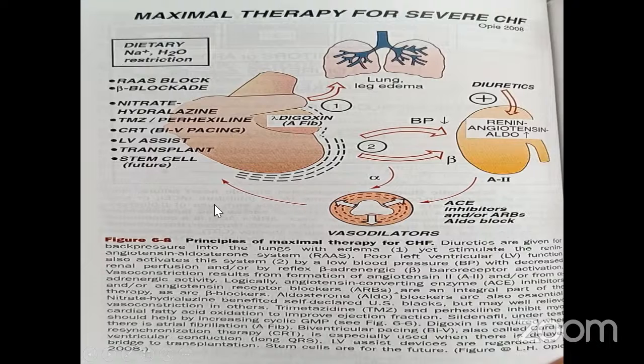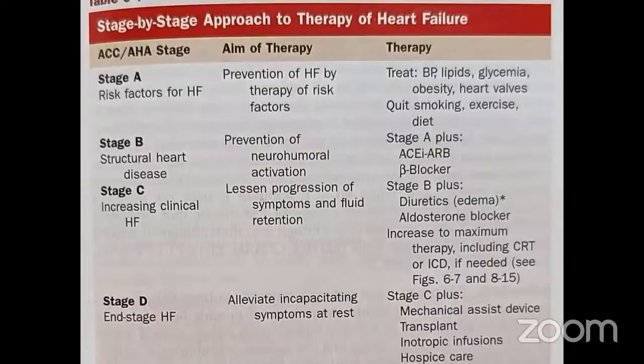This is the step up and the maximal therapy that we give in severe CHF. So stage by stage, I have repeated the same thing here. The risk factors should be taken care of. Prevention of HF by therapy of risk factors. All these should be treated.